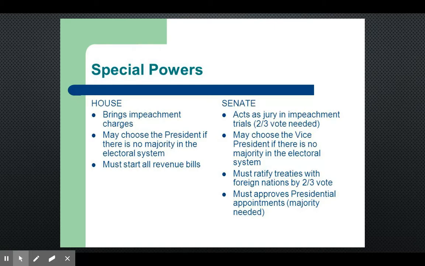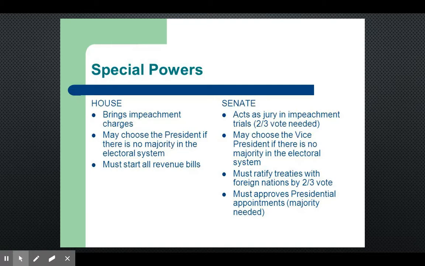Now, the Senate acts as a jury in the impeachment trial. So impeachment charges start in the House. The Senate holds a trial. So President Trump was impeached in the House, but he was not voted out of office in the Senate. They may choose the vice president if there's no majority in the Electoral College system.